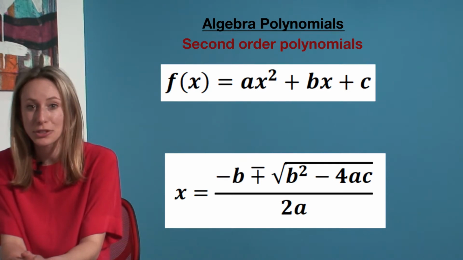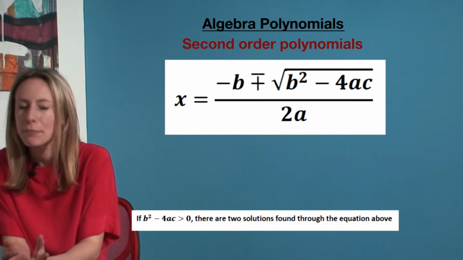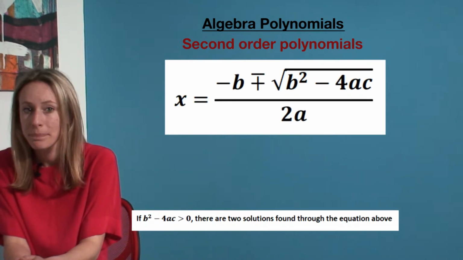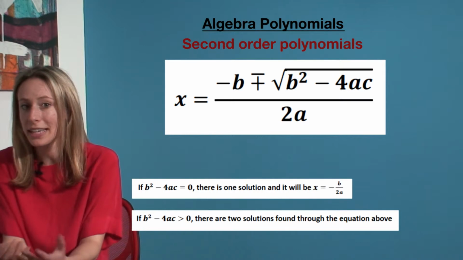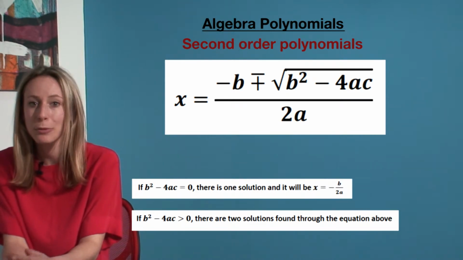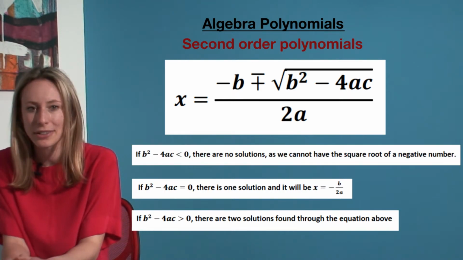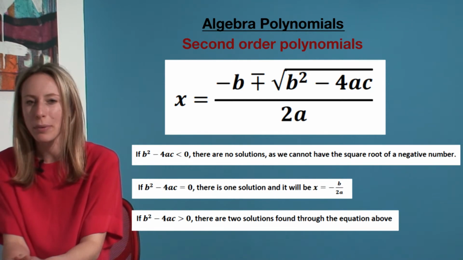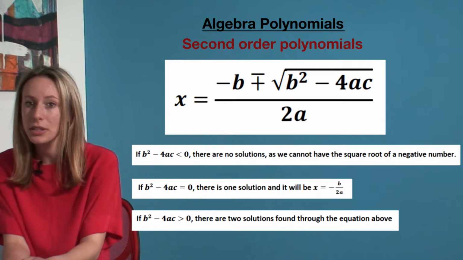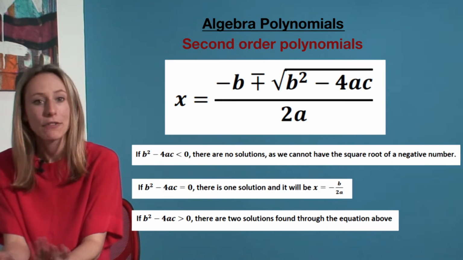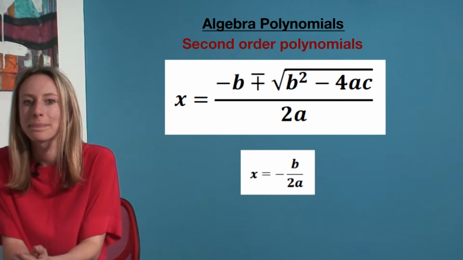This allows us to determine the solutions, but it can also be used to check if there are any solutions in the first place. If b² - 4ac is greater than 0, there are two solutions found through the equation above. If b² - 4ac equals 0, there is only one solution, and it will be x = -b/2a. If b² - 4ac is less than 0, there are no solutions, as we cannot have the square root of a negative number. The turning point can also be easily determined, as its x-coordinate is the midpoint of the two x-intercepts. If there are no intercepts, then it can be determined through the formula x = -b/2a.